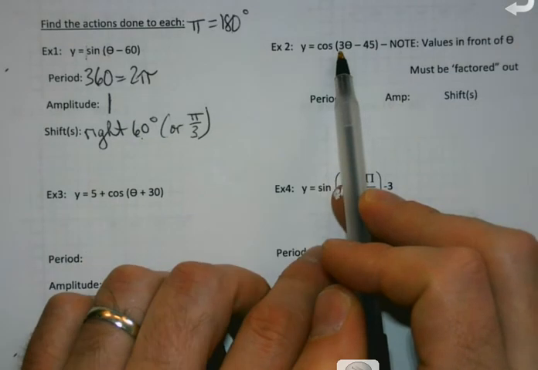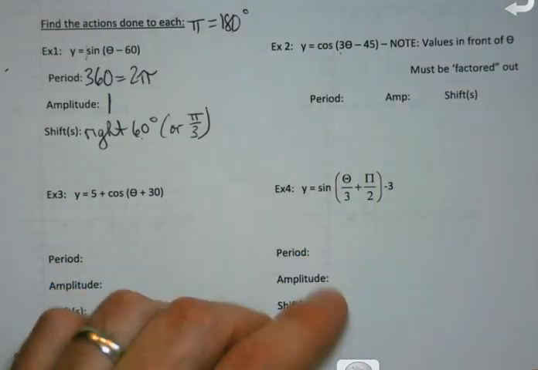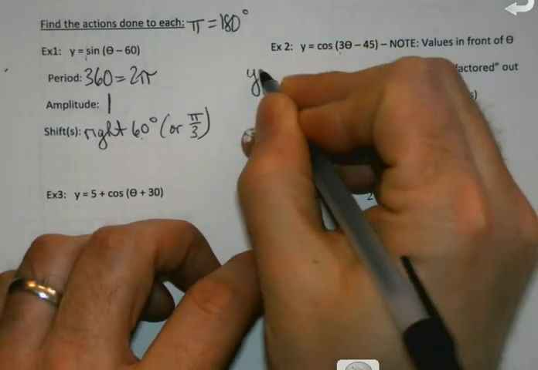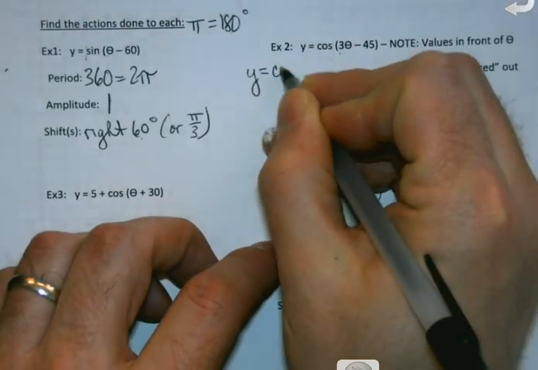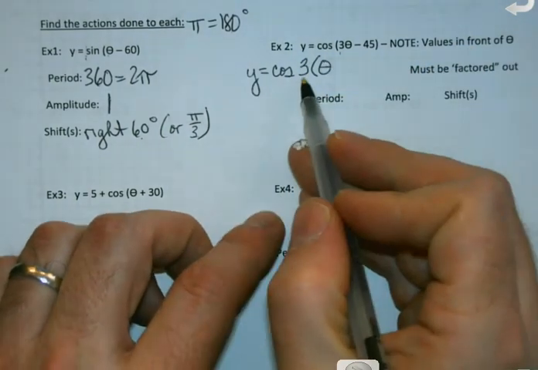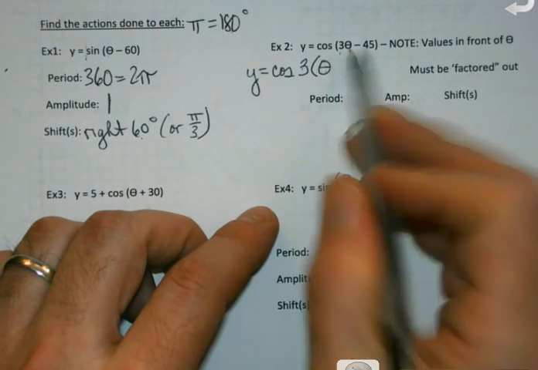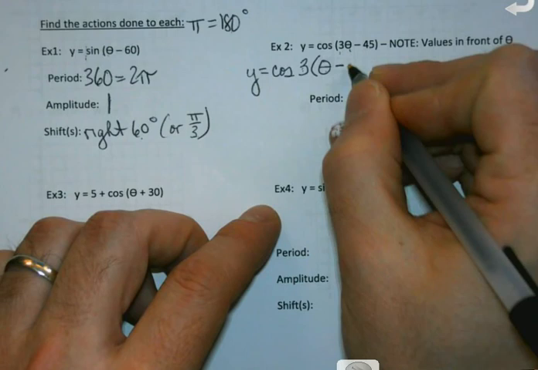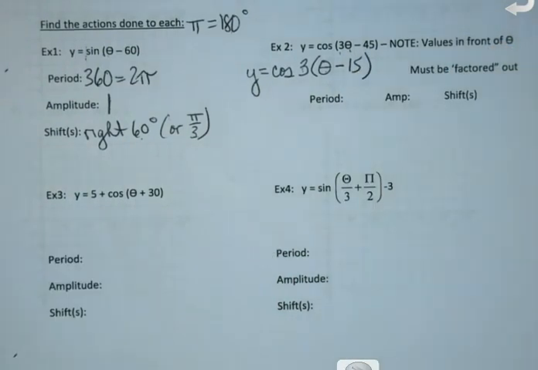If you have a value in front of your theta, or they call it x or r or t or whatever it happens to be, you have to factor that out. In other words, when I get this into its form, theta has to be in the parentheses itself. So here's what this would look like. If I factor out, the 3 comes outside. My theta is still there, because if I distribute, 3 times theta is 3 theta. 3 times what gets me to negative 45? 15. This would be the form that I'd actually use to graph, because now everything is where it belongs.